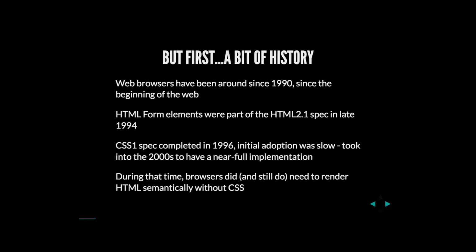Web browsers have been around since the web in 1990. The form elements made it to the spec in 94, and until the CSS spec, the browser had to style it themselves and make it look semantically correct. Even when CSS came out, it wasn't until 2000, then I think IE5 maybe had the closest full implementation. So during that time, and browsers still do need to be able to render a HTML page without CSS.